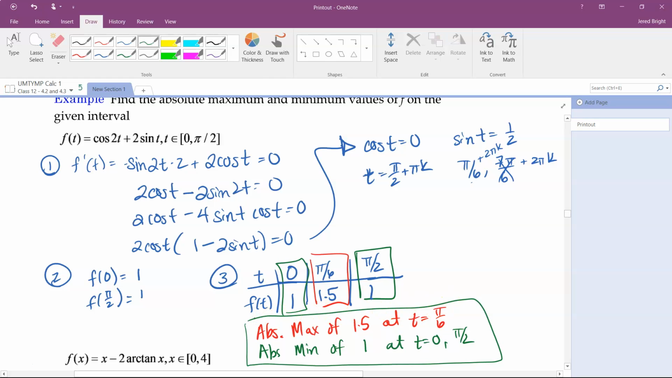Okay, so just to recap, I found my critical numbers. Then I evaluated the endpoints of my interval into the function. And then in summary, I took the critical numbers, found their y values, and took the endpoints and put all of those in a table. And then the largest was an absolute max, and the smallest was an absolute min.